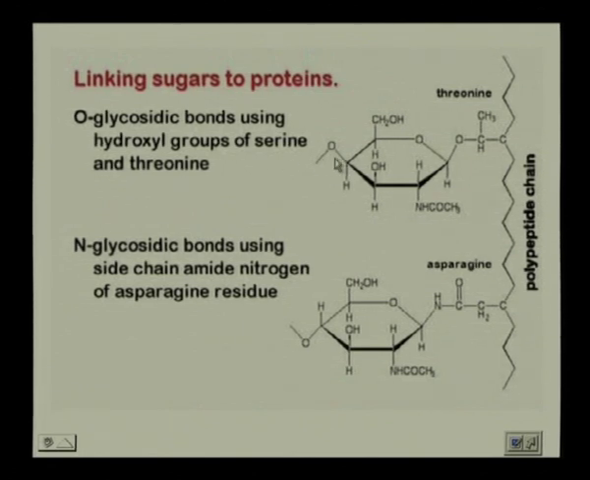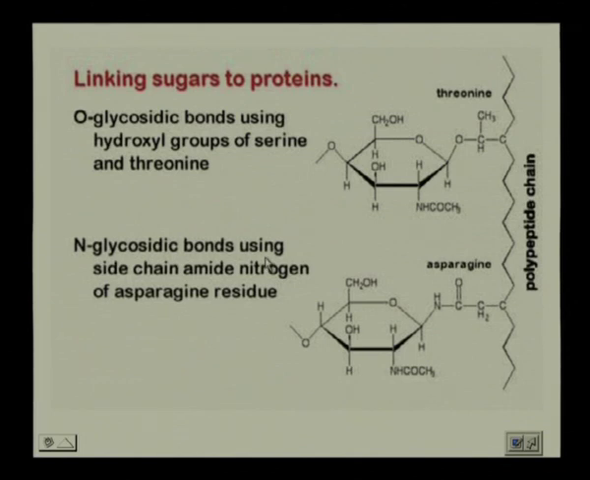So, these were all the carbohydrate units that we had when we looked at glycoproteins in the lipid membrane, the fluid mosaic model for the membrane. When we are forming N-glycosidic bonds, we are using the side chain amide nitrogen.